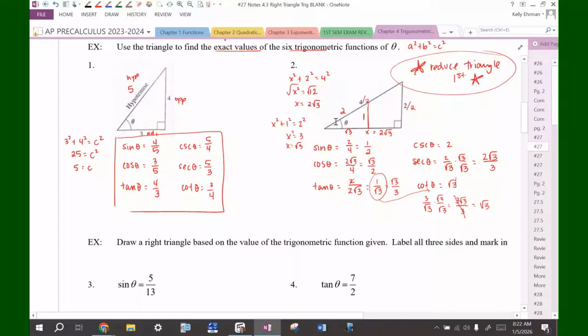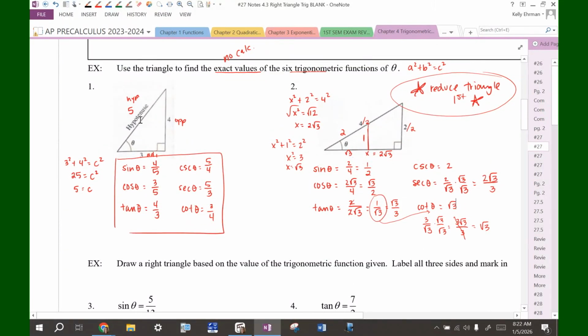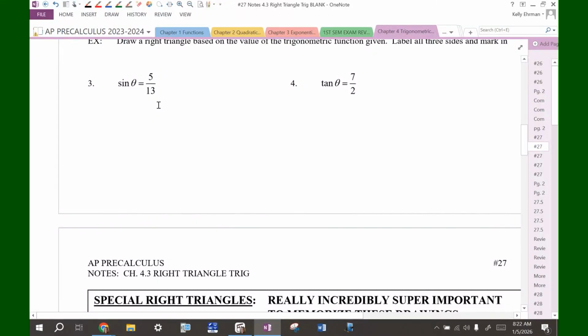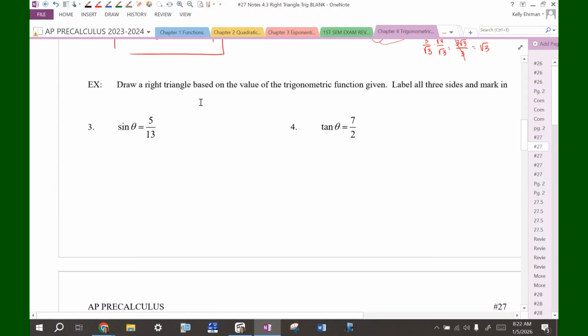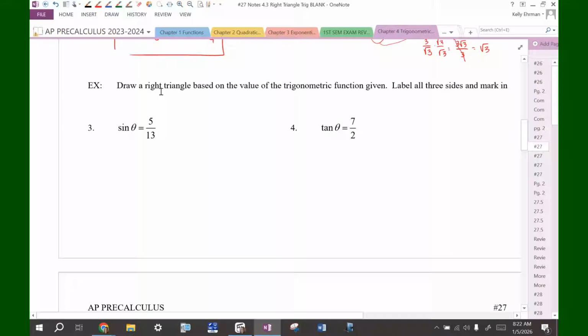All right, in the previous problems, I gave you the triangle. You just had to find the 6 trig functions. Now, I'm giving you one of the 6 trig functions, and you have to draw the triangle, and then find the 5 remaining trig functions. I don't know what happened to my instructions there, but find the other 5. I think they're correct. I think you have the instructions on your page.